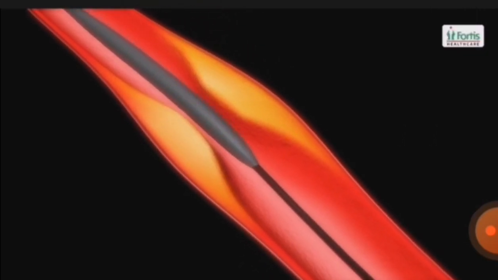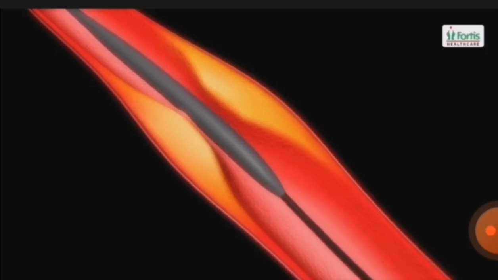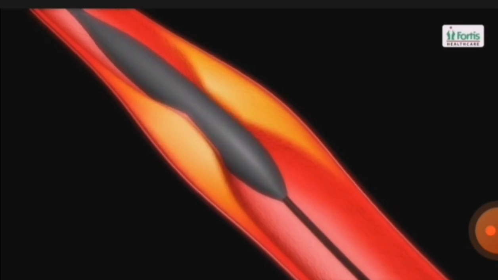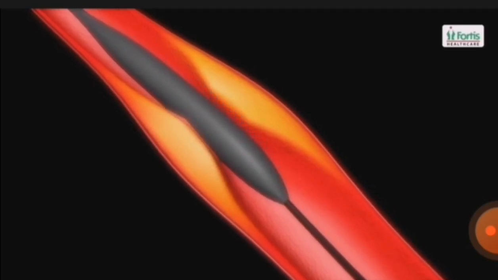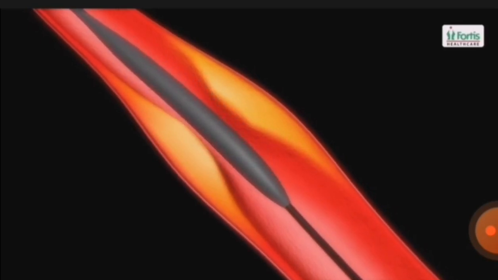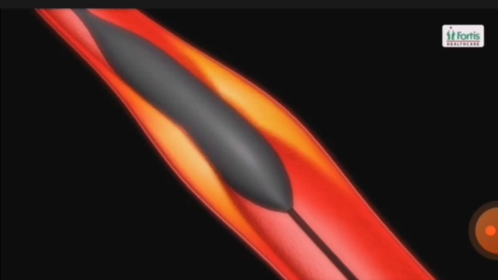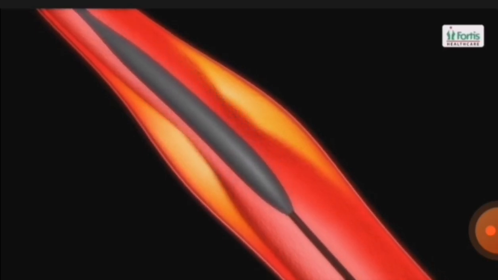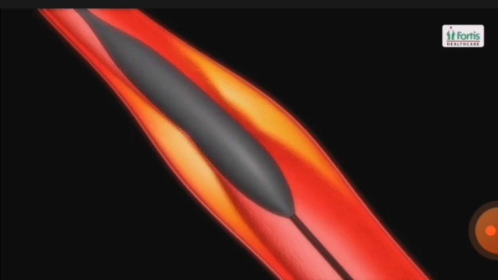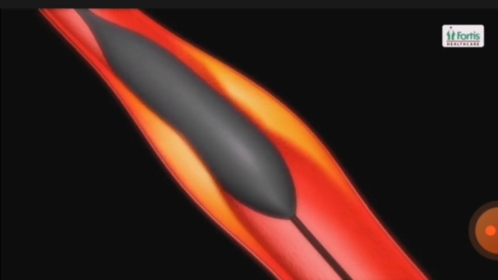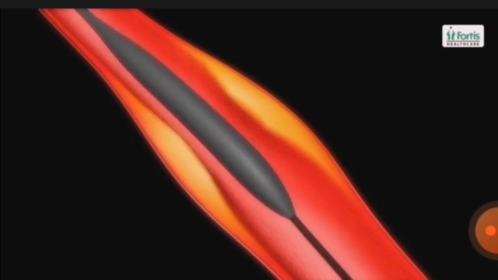Once the blockage is identified, a flexible guide wire is inserted into the artery vessel, followed by a balloon-tipped catheter over this wire to position itself at the site of the blockage. Rapid inflation and deflation of the small balloon pushes the vessel wall out, re-establishing the flow of blood in the artery. After the blocked vessel is reopened, the deflated balloon catheter is withdrawn from the artery.